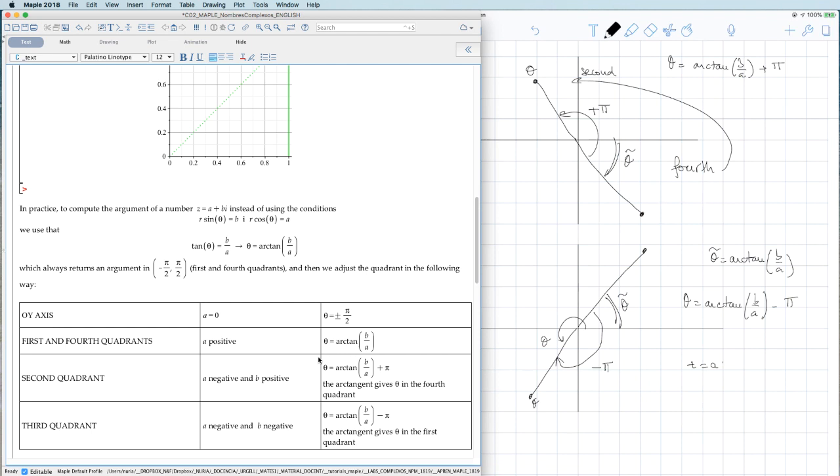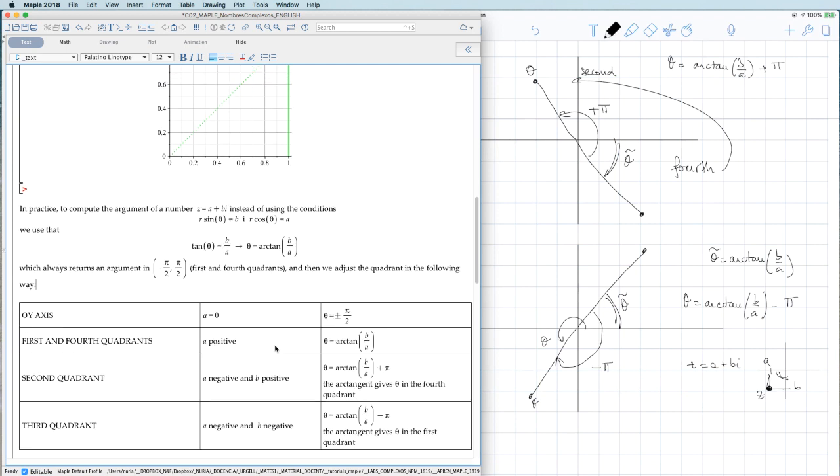Okay, this seems a little bit difficult, but it's not that difficult, because whenever you have a complex number, the first thing that you need to do is plot it. So you have something like this, and you plot it, a, b, and you have a plot. Once you know the quadrant, you know the range of angles that you can have. Okay, so then you move the arctangent back and forth.